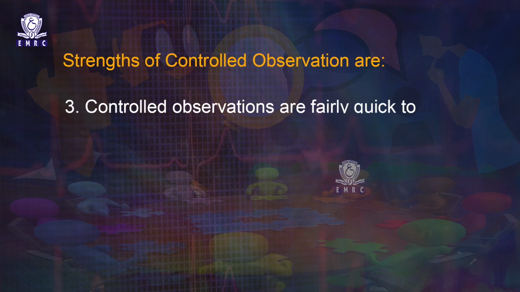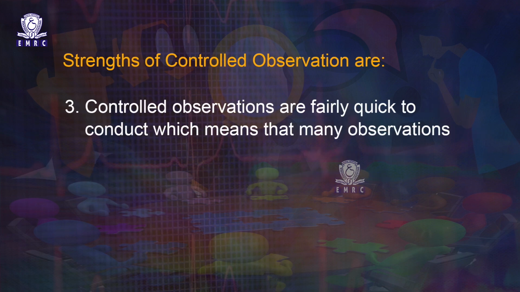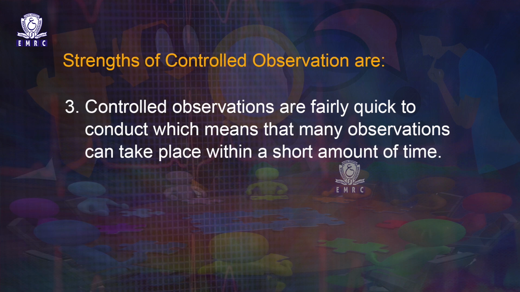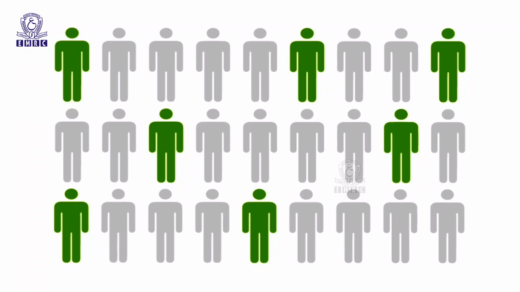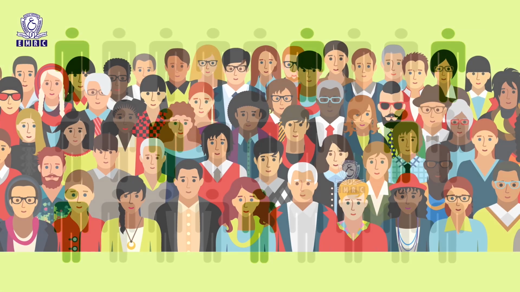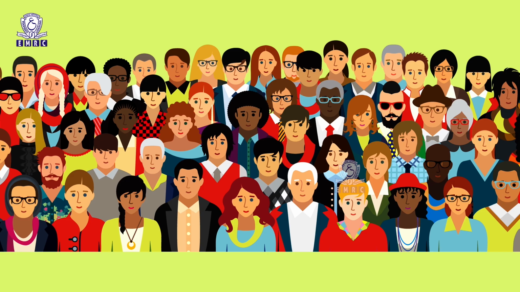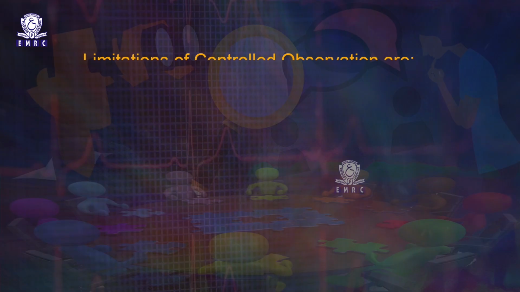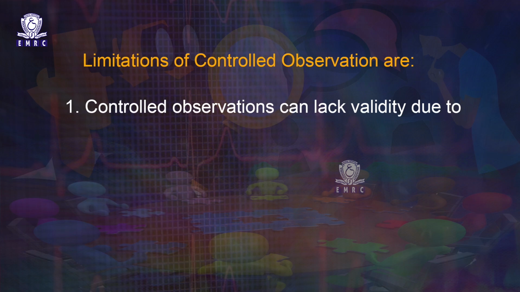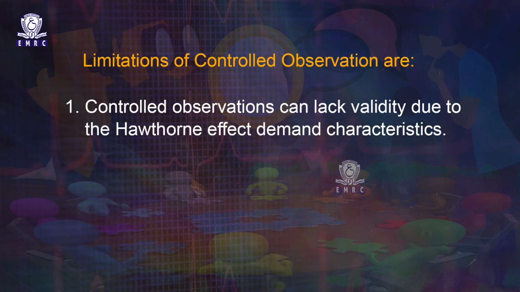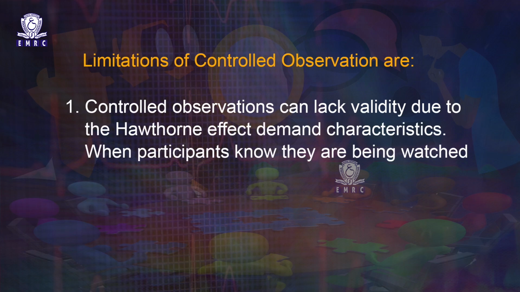Controlled observations are fairly quick to conduct, which means that many observations can take place within a short amount of time. This means a large sample can be obtained, resulting in the findings being representative and having the ability to be generalized to a larger population. Limitations of controlled observation are: controlled observation can lack validity due to the Hawthorne effect or demand characteristics. When participants know they are being watched, they may act differently.